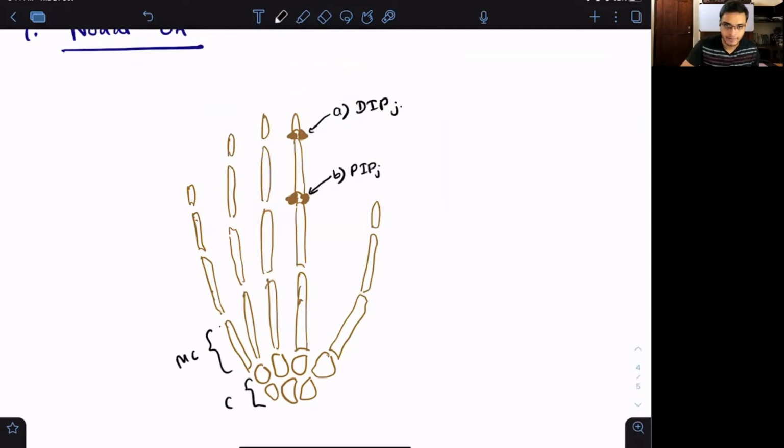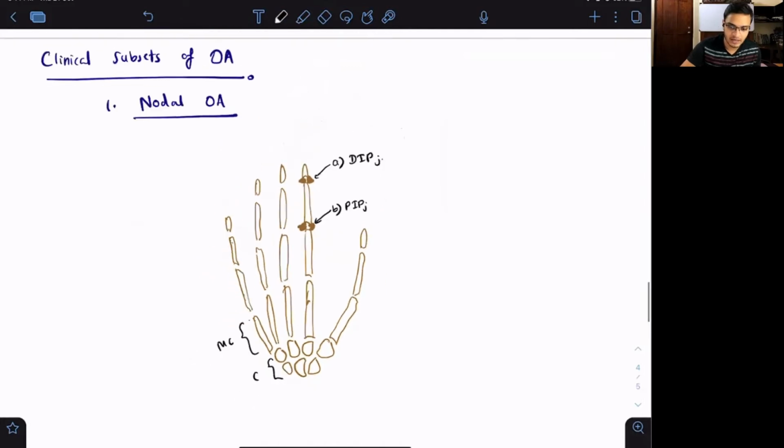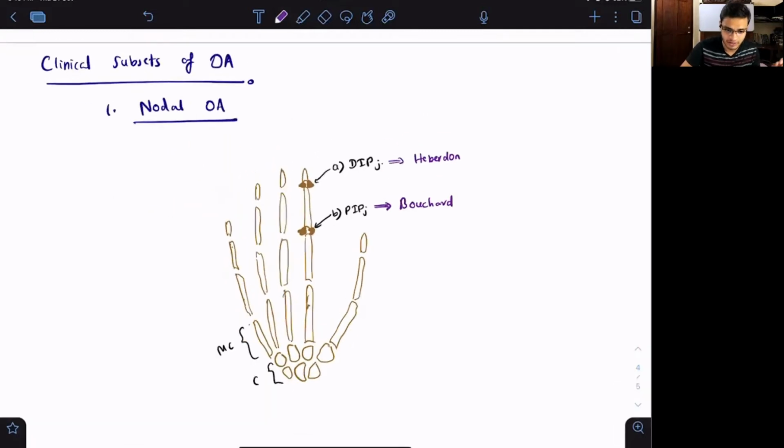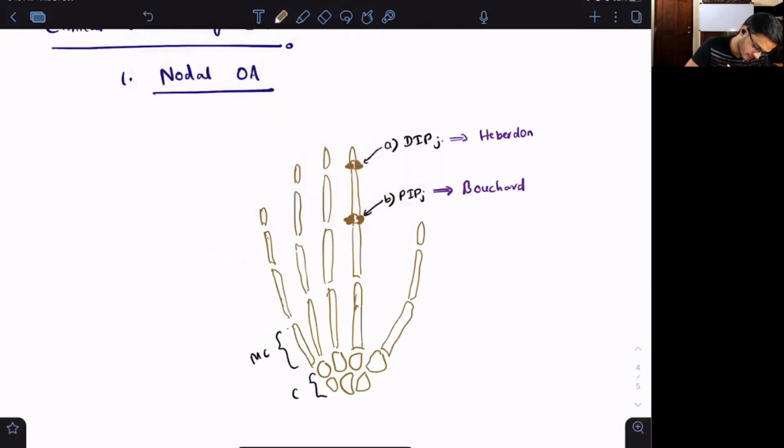Carpals. Now, the first thing I want you all to know in this nodal osteoarthritis is that these nodes are given special names. The nodes occurring at the distal interphalangeal joint, we call Heberden nodes. The ones occurring at the proximal interphalangeal joint, we call Bouchard nodes. Now, how to remember this? This is the easiest way that I use. You all also can probably use this.